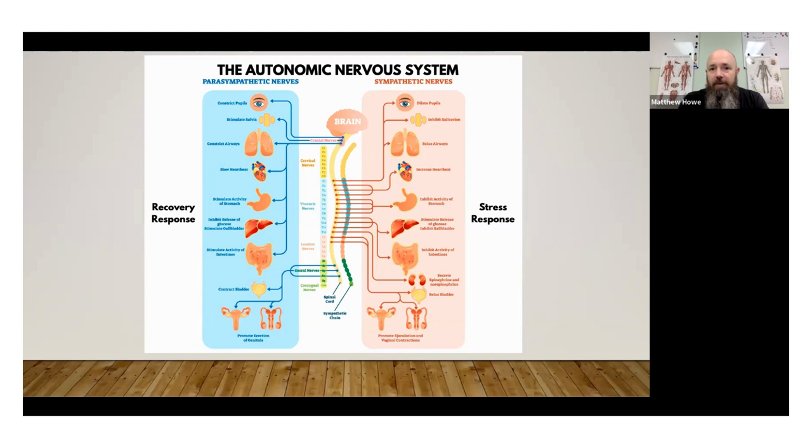Or the constant drinking of things, right? Or maybe halitosis and bad breath, right? These are all signs and symptoms of that stress response system's impact on salivation.